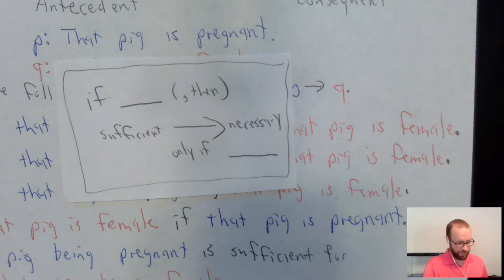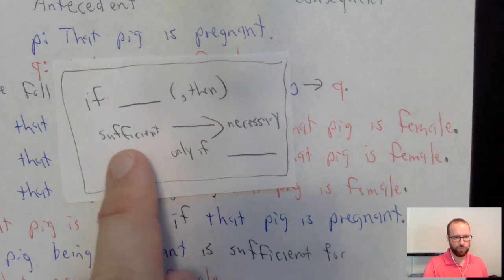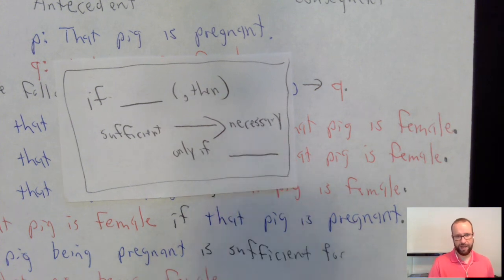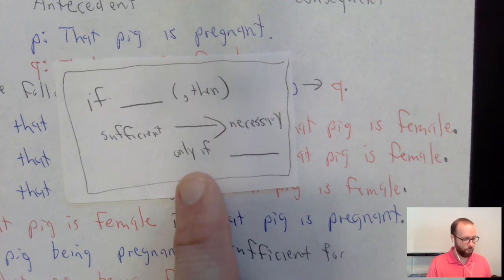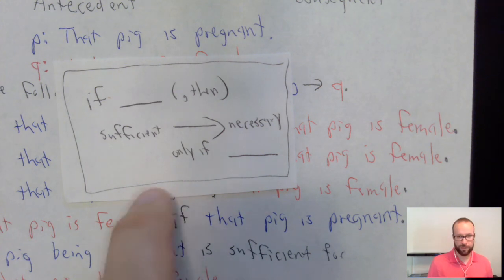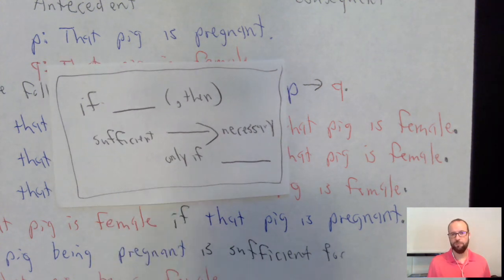In a different construction, anything that is sufficient should be before the arrow, and anything that is necessary should be after the arrow. And then if we see the word only if, whatever follows only if should be symbolized after the arrow. So I'm going to do some examples of this in the next video. We're going to use this table as our primary driver for what goes where, so check that out.